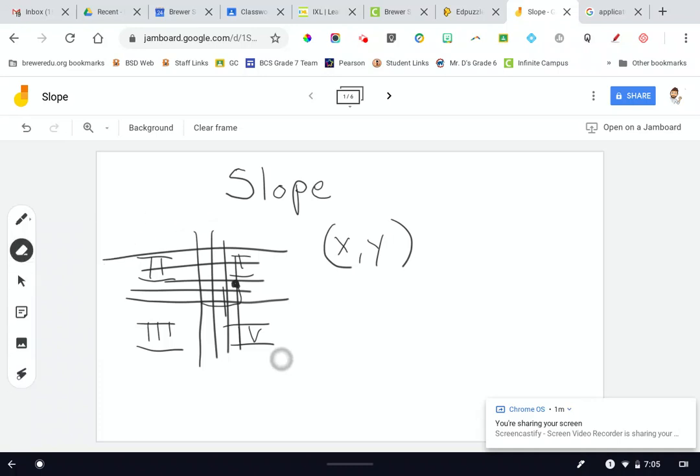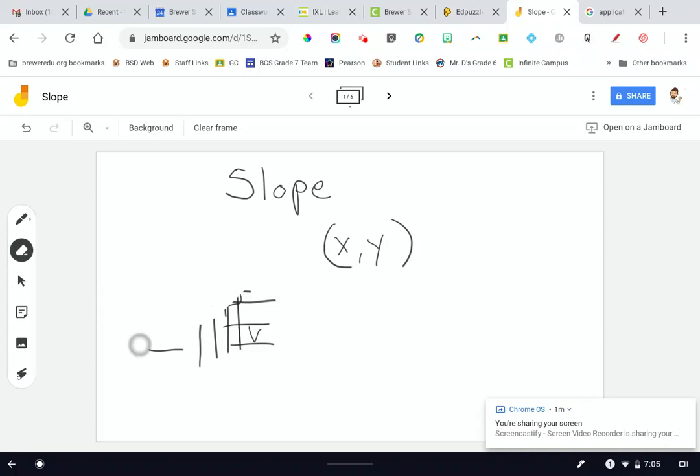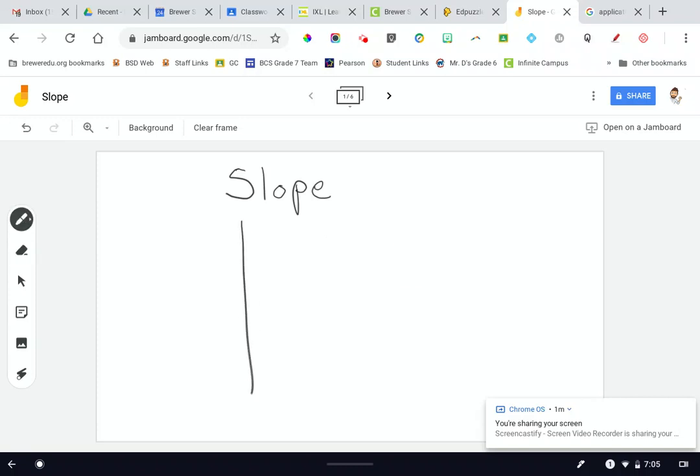Can I erase all this? Oh, okay. What we're doing now, though, is talking about slope. What slope is, if you have a graph, like you were talking about, okay? Slope, and you have a line on that graph. Slope refers to basically how steep that line is.